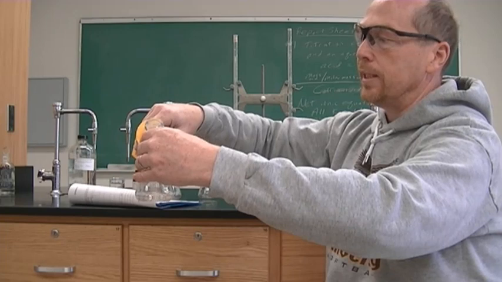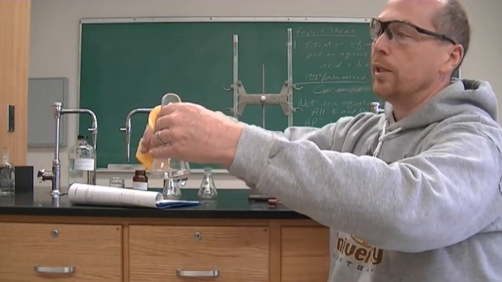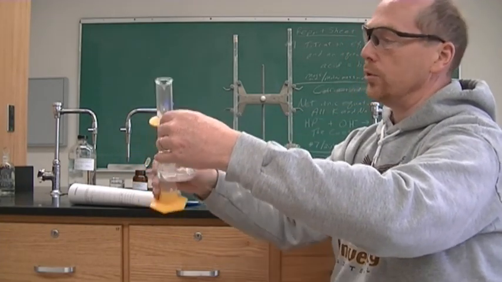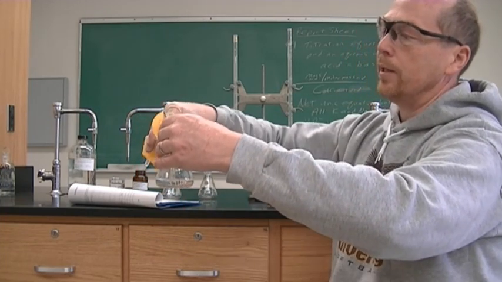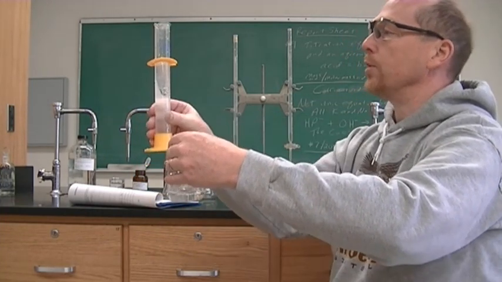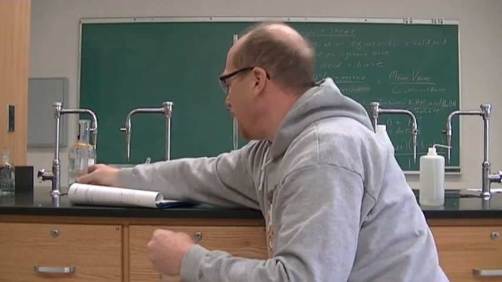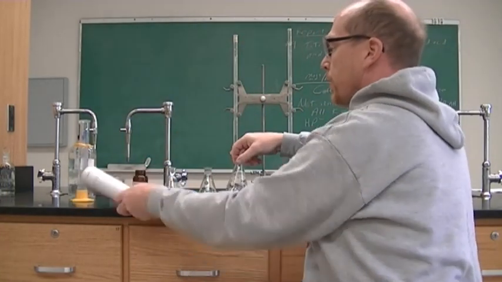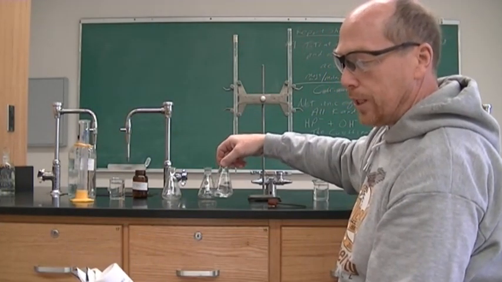And again, this is deionized water, which means that it's pure water. So it doesn't matter how much we add, but we want to have an approximate amount. 15 mils has been added. Alright, so I added 15 mils of deionized water.